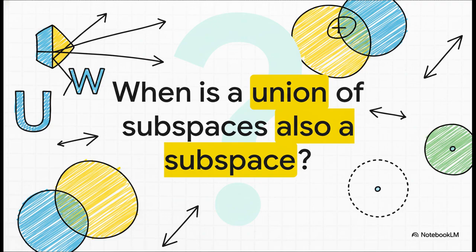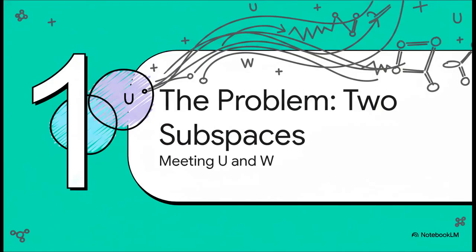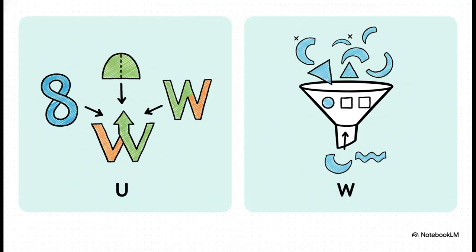You take two subspaces, U and W, you mush them together to form their union, and when is that new thing still a subspace? It's a great question, and the answer, as we'll see, is pretty specific. Okay, so let's introduce our two main characters, U and W. They're both living inside the bigger vector space of polynomials that are degree 3 or less. Now look at how different these two are defined.